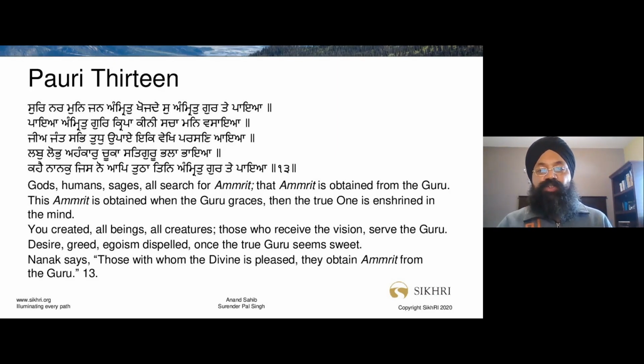Says Nanak, those with whom the divine is pleased, just know, jina nu aap tutha, with whom the self, akal purakh, is pleased, tini amrit gurte paya, only they have found this amrit of naam from the Guru. They receive naam from the Guru. Through the Guru wisdom, they engage with naam, and in this process, they fully become divine-like and thus merge with the eternal divine. And this is how they themselves become.